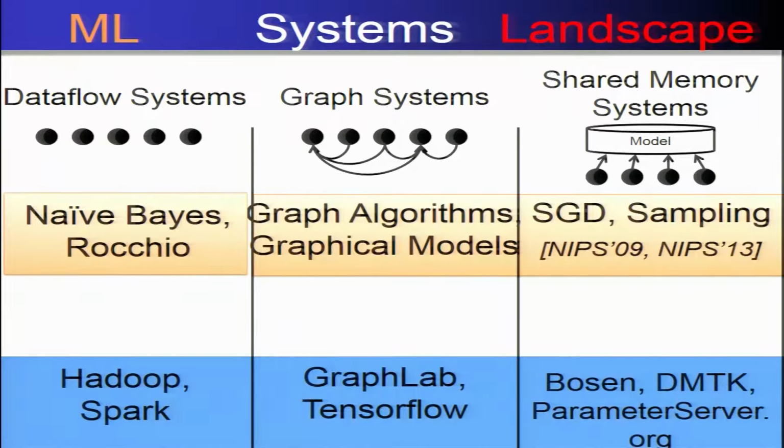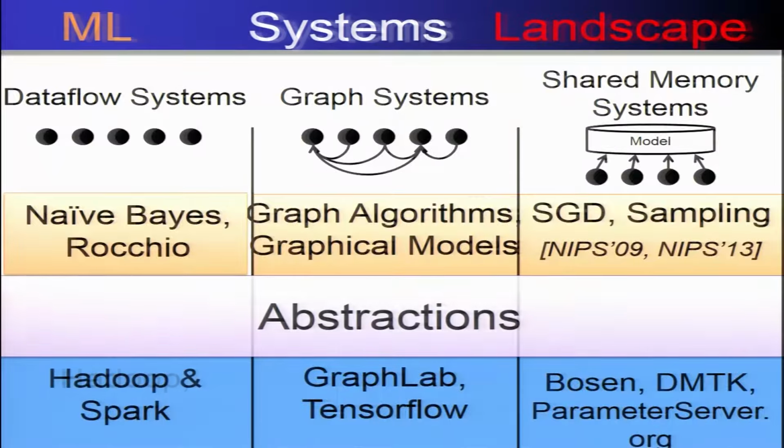These machine learning algorithms, such as naive Bayes, are supported as data flow systems and require an abstraction from the underlying systems like Hadoop and Spark. Graph systems require abstractions from GraphLab and TensorFlow, and similarly shared memory systems, such as Bosen and DMTK, also require the parameter servers.